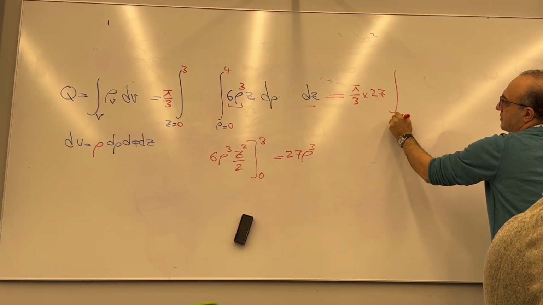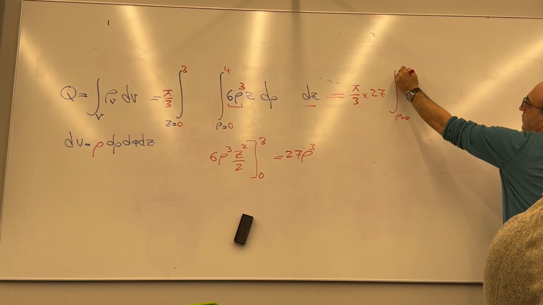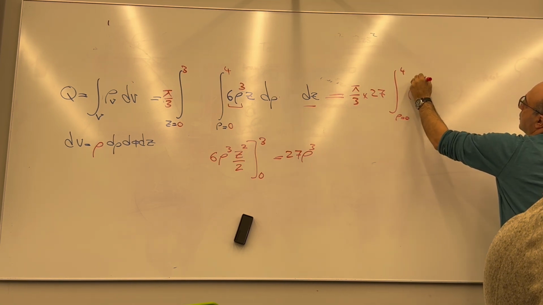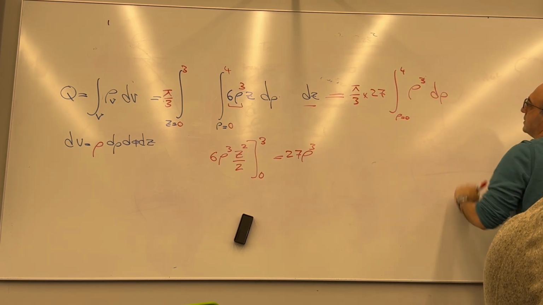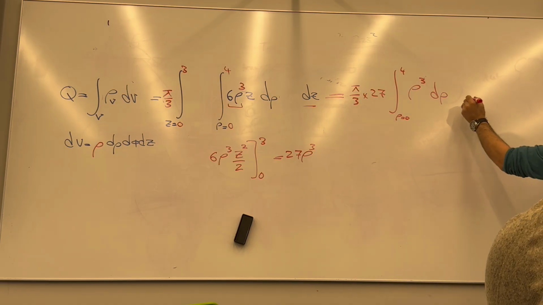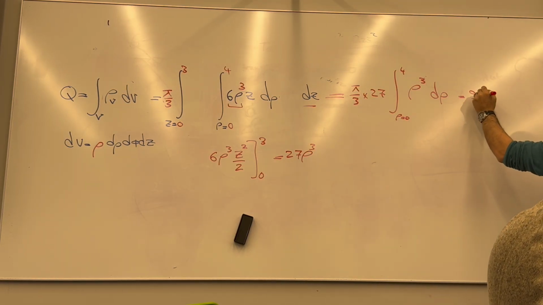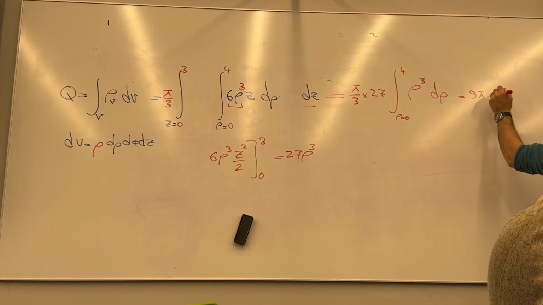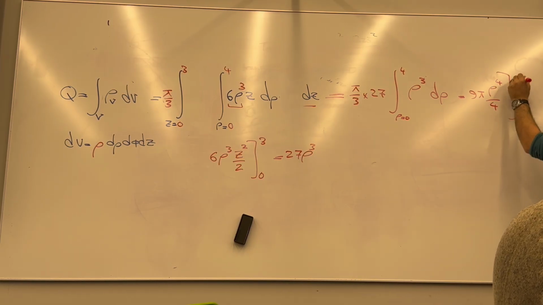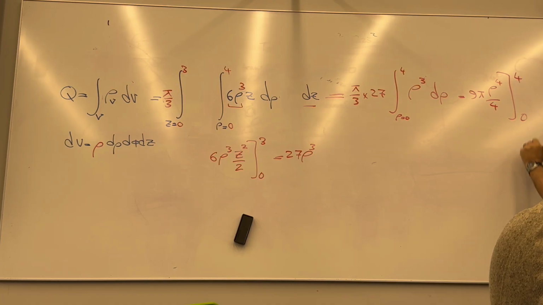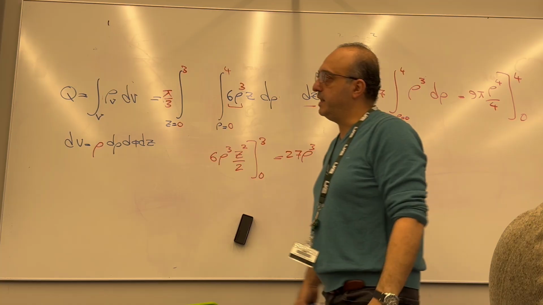The integral of rho from 0 to 4 of rho 3 d rho, which is partly cancelled with this one. It's going to be 9 pi times rho 4 over 4. Just put 4 there and find the value.